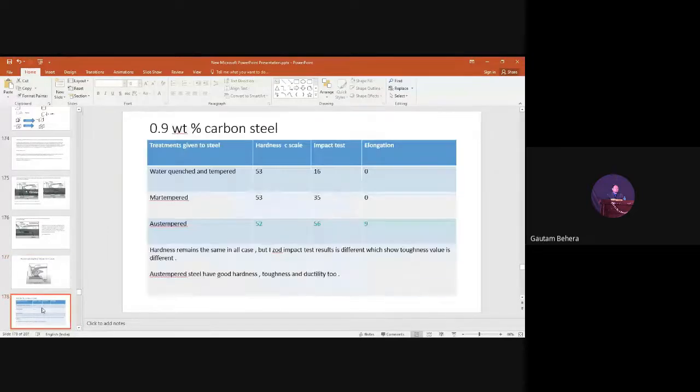Now suppose there is some data here. This may not be exact data, but still it is very good data to compare the water quenched and tempered steel, martempered steel, and austempered steel. The properties of austempered steel. What is the property of the martempered steel? What is the property of water quenched and tempered steel? So this is the hardness value showing. This is the impact test value, and this is the elongation value. Can you people figure out what is happening and what is the difference from this data?